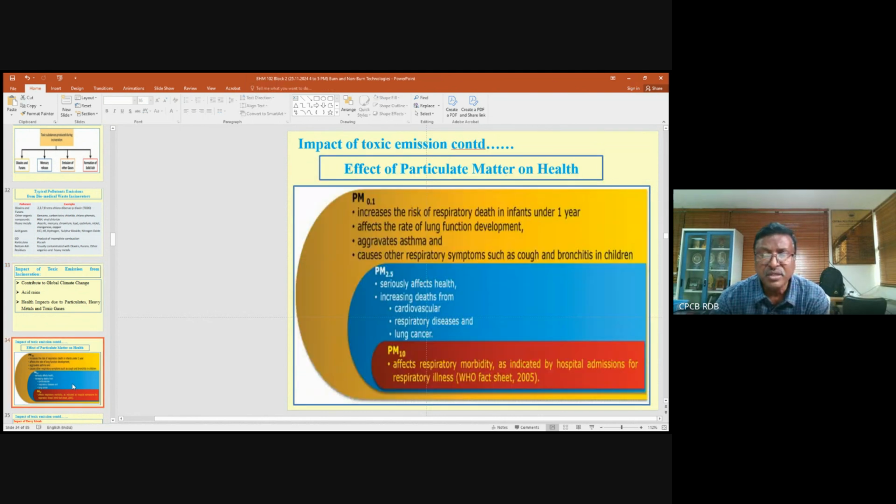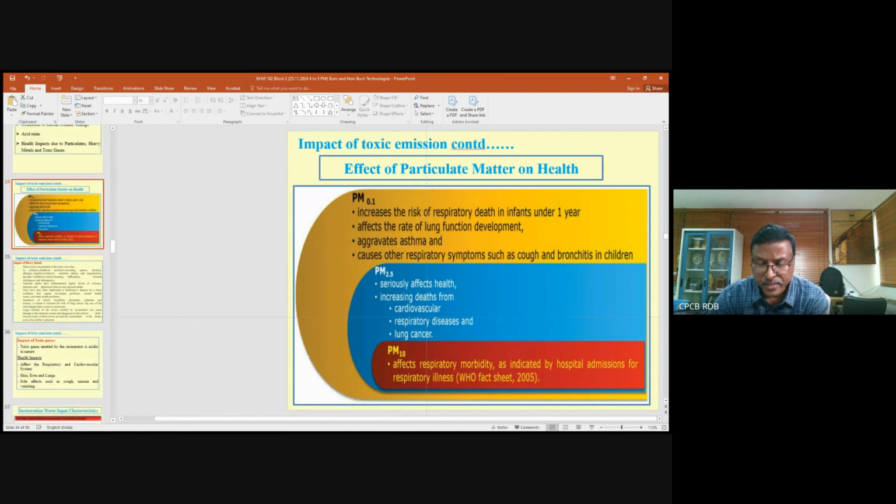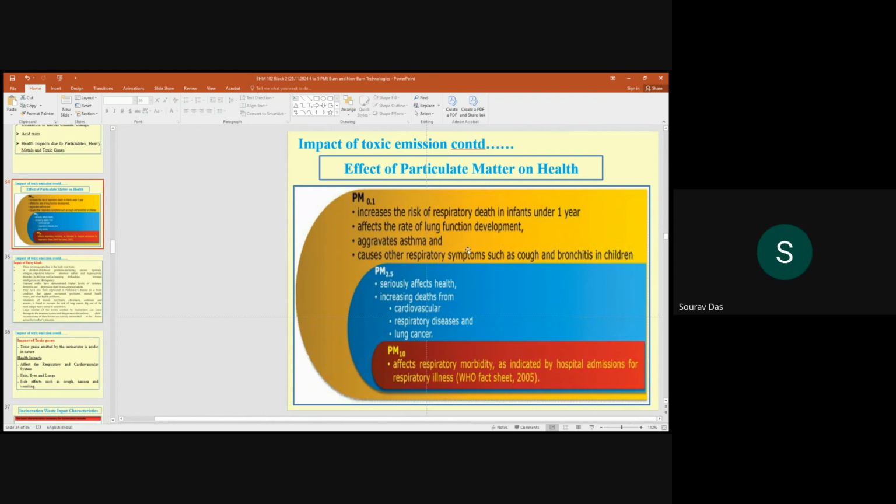Therefore, what type of effects will be there? Can you see me changing the slide, please? Yes, sir. Okay.